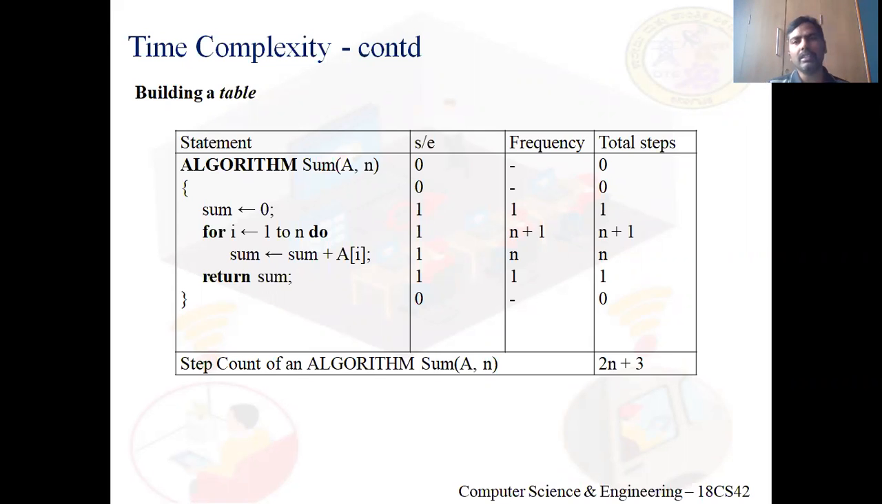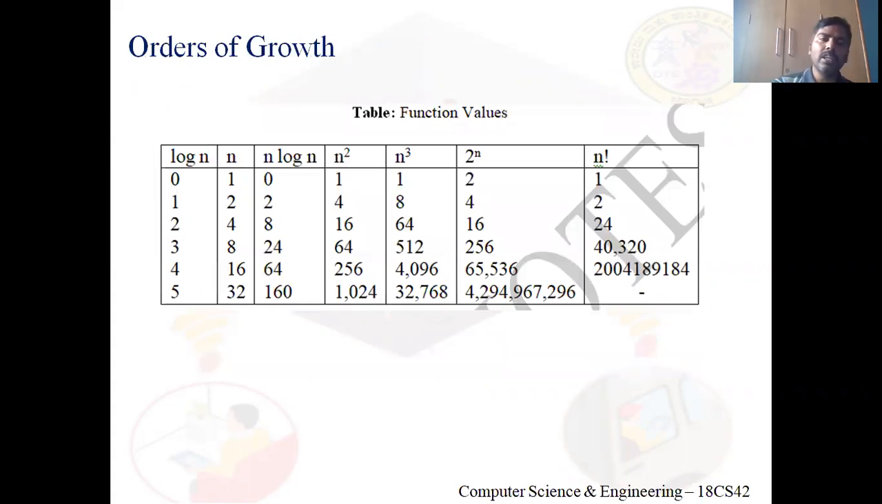Now we'll say, how efficient is your algorithm? It is going to be known through its complexity. Now here, for this algorithm, I call the complexity linear. The expression may be 2n plus 3, whatever it be, but the growth rate is linear. I call it linear. So now let me look at orders of growth.